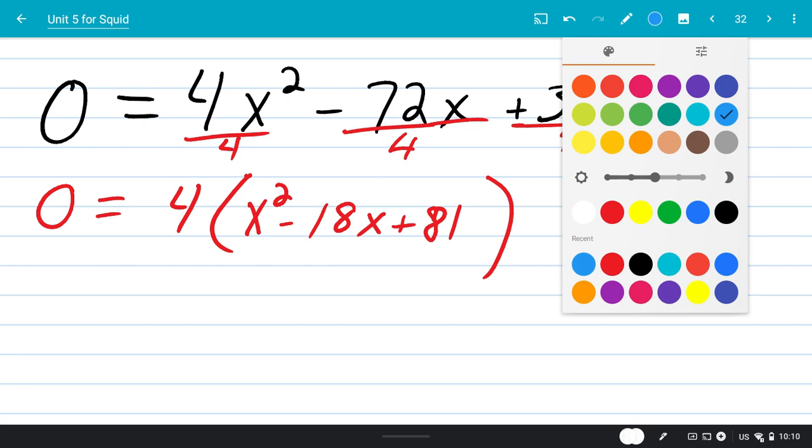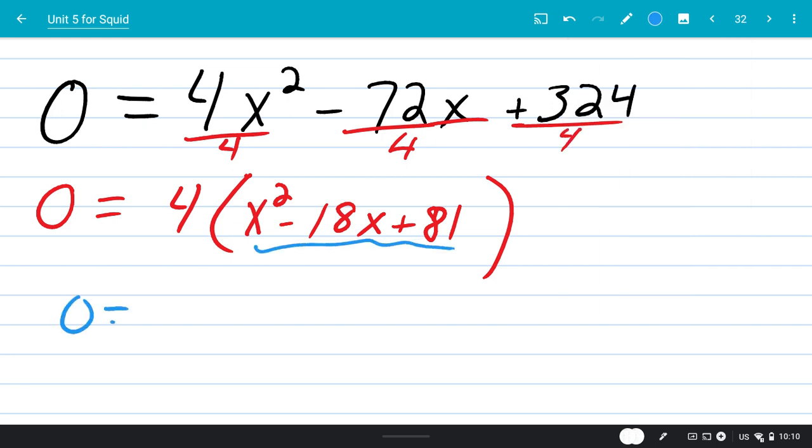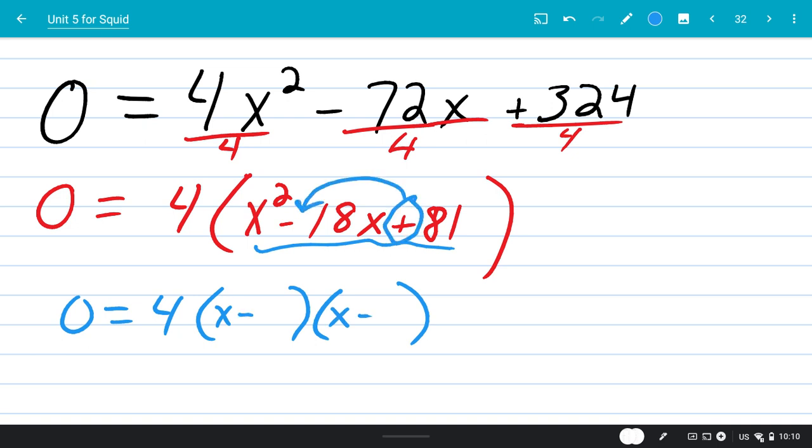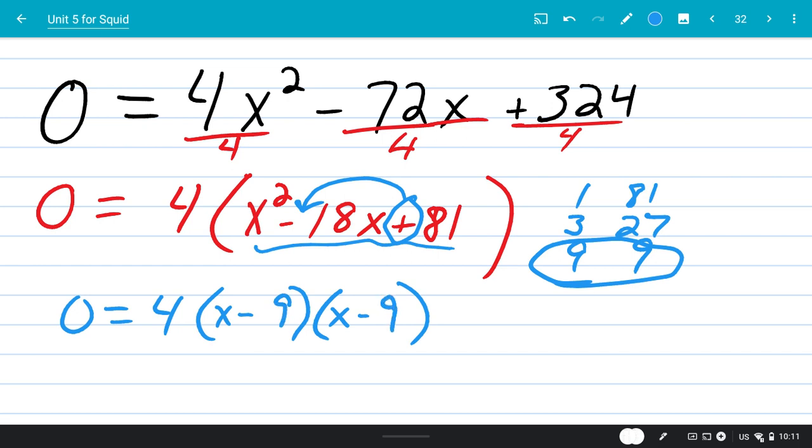Now focusing on the inside, everything on the outside just stays as it is. But on the inside, I can factor that. There's no leading coefficient, right? So I can split in signs, put an x in each. Signs are same, both negative. Factors of 81, 1 and 81. No even numbers go in because it's odd. So 3 goes in 27 times. 5 doesn't. 7 doesn't. 9 times 9. Which of those come together to give me an 18? 9 and 9. Cool?